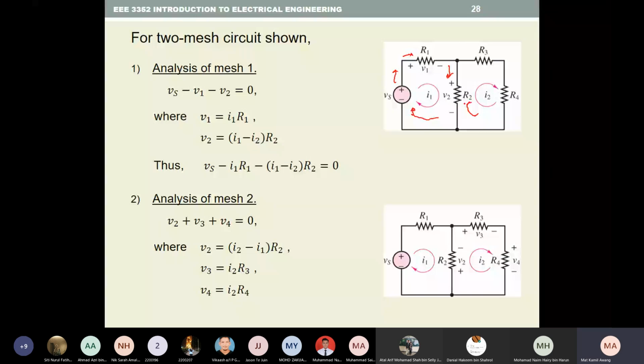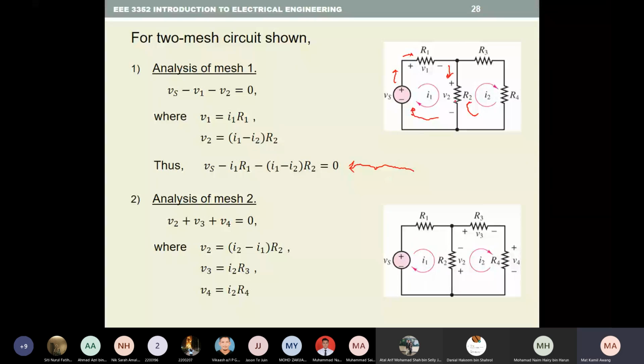So the resultant of the current flowing through R2 is actually the combination of I1 and I2. If it's in the different direction, then you subtract. So therefore, the equation of Vs minus V1 minus V2 equal to 0 can be written as Vs minus I1 R1 minus, in the bracket, I1 minus I2, close the bracket, times R2 equal to 0. So this is the first equation that you have.